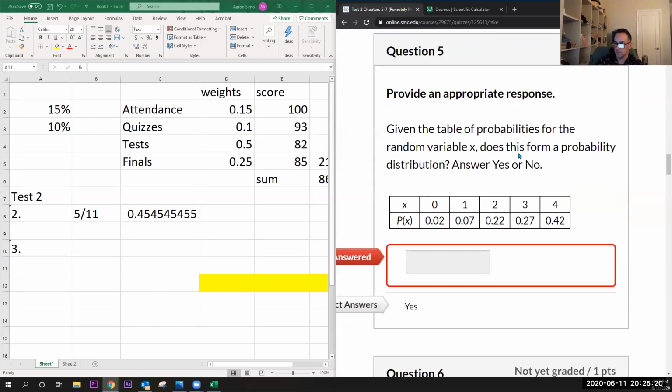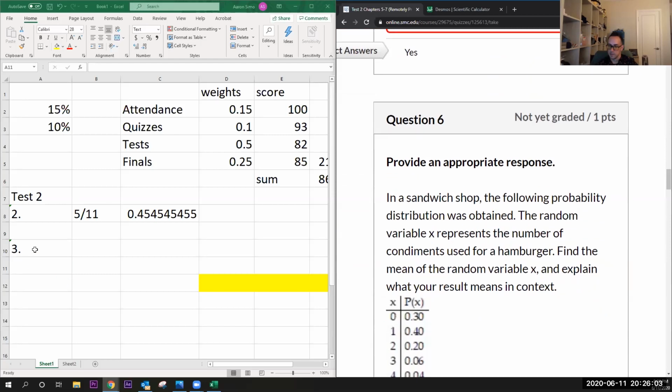All right, so for this one, it says, can this be a probability distribution? Yes or no? Saying yes, and why? The probabilities all add up to 1, right? Exactly, the probabilities add up to 1, and none of the probabilities are over 1 or negative. So that is a valid probability distribution.